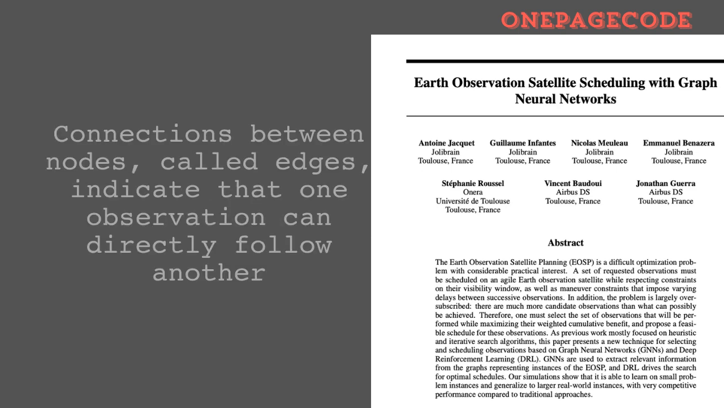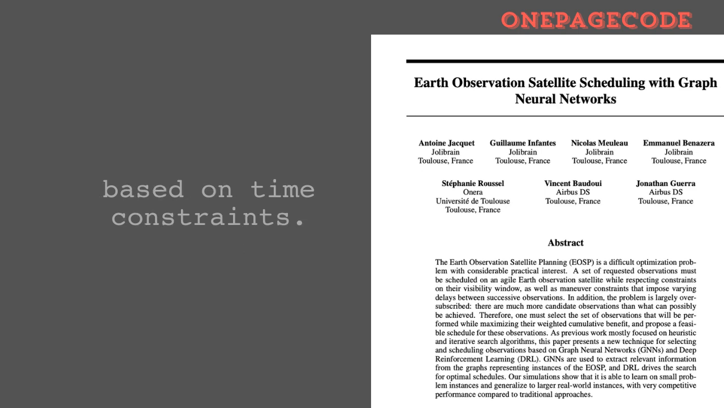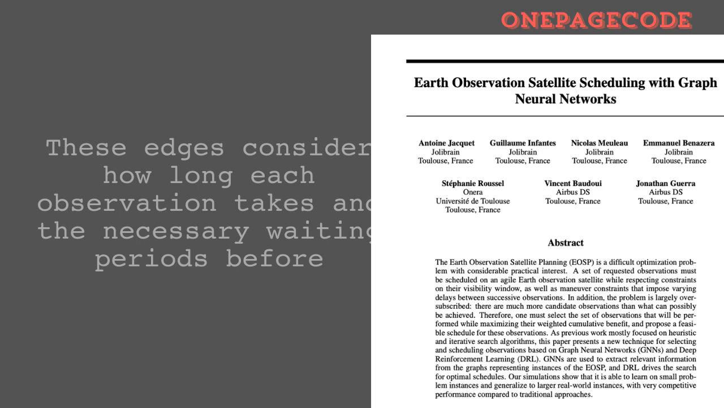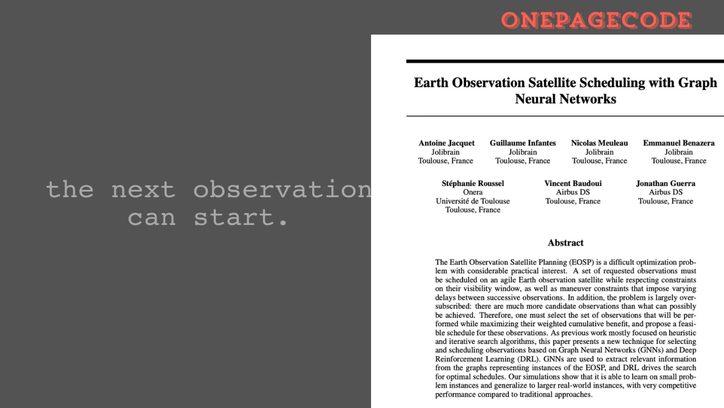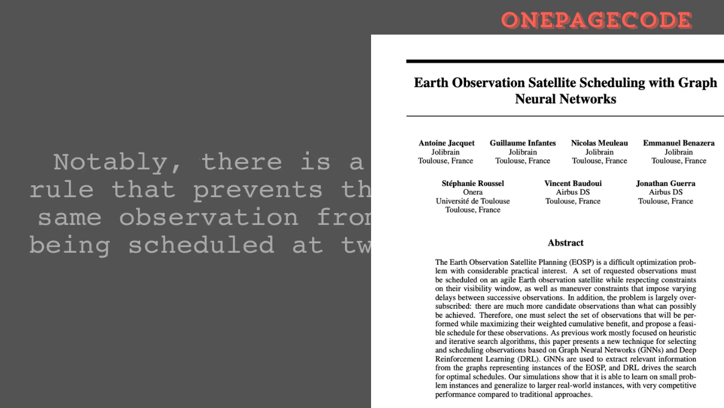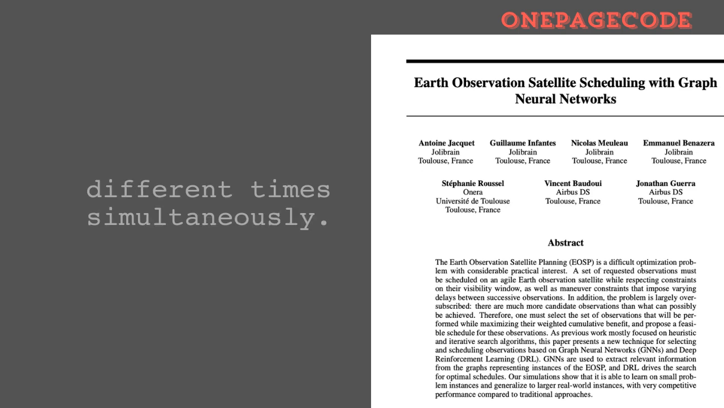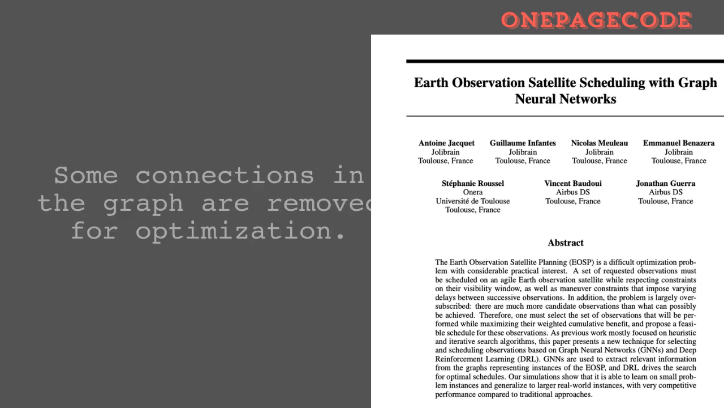Connections between nodes, called edges, indicate that one observation can directly follow another based on time constraints. These edges consider how long each observation takes and the necessary waiting periods before the next observation can start. Notably, there is a rule that prevents the same observation from being scheduled at two different times simultaneously. Some connections in the graph are removed for optimization.